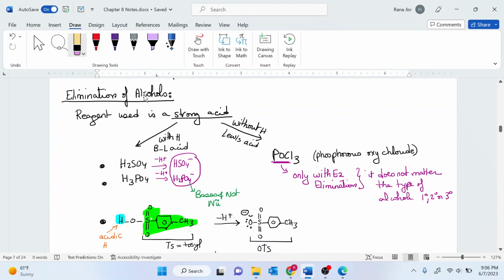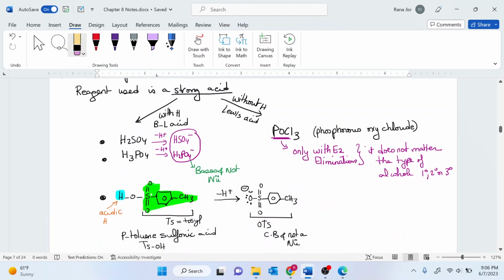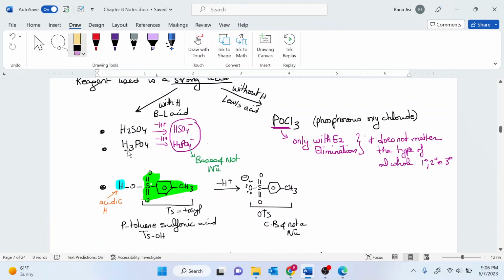For elimination, you need a strong acid, and the acid that you want to use is one that does not produce a good nucleophile, because you're doing elimination, not substitution. The acids that we're going to use are sulfuric acid and phosphoric acid. These are strong acids. When they lose their hydrogen in the first step, the protonation of the oxygen, they form conjugate bases. These are bases, not nucleophiles, so the reaction will proceed by elimination and not substitution.